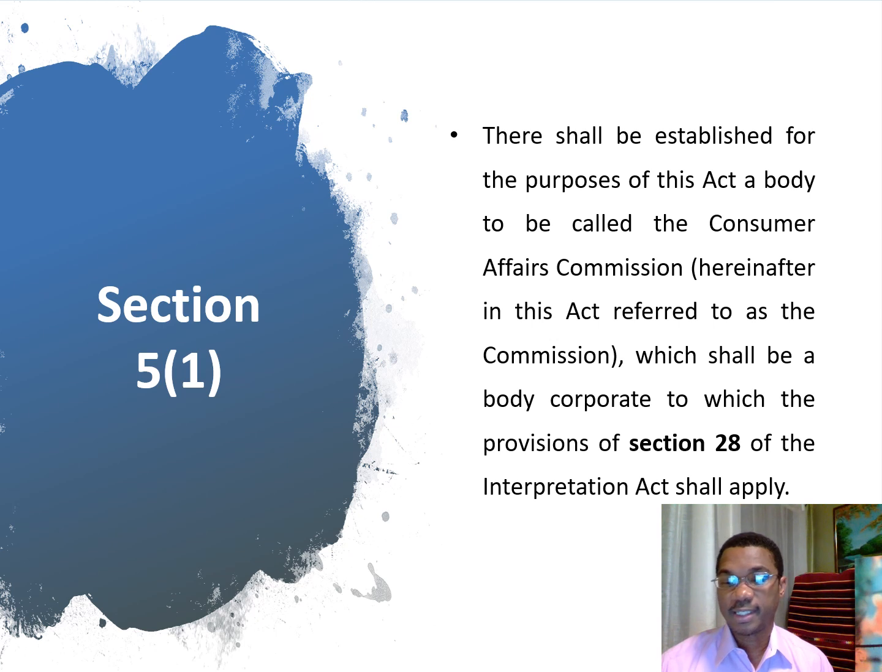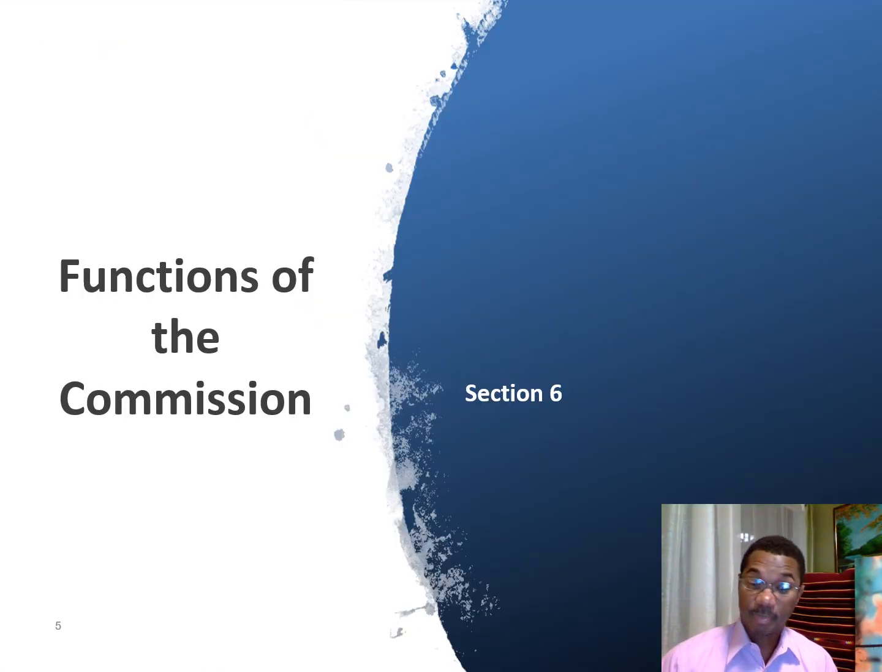and of course the definition of what body corporate is found in section 28 of the Interpretation Act. And I've explained at the top what we mean by body corporate. That is a separate legal entity. That means it can sue or be sued in its own right. It can enter into contracts, and it is treated just as how we would treat a natural person, but it is an artificial person. Then the functions of the Commission are dealt with under Section 6 of the Consumer Protection Act of 2005.